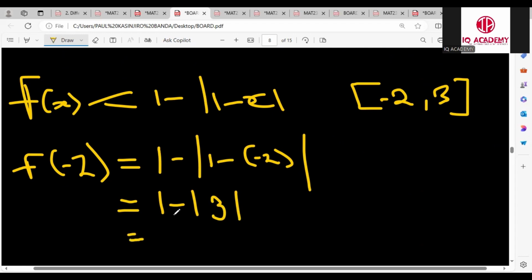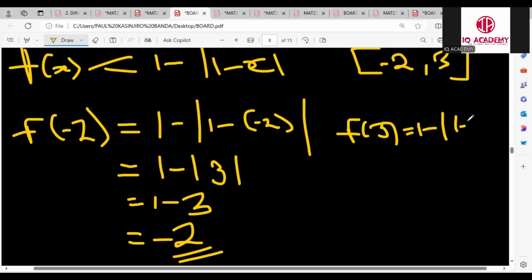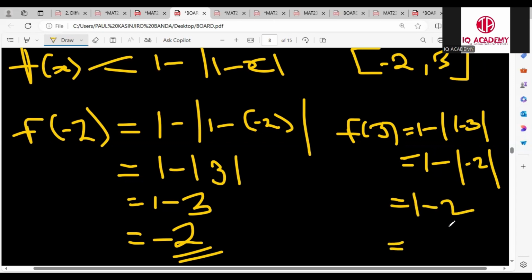Whatever comes out of the modulus is positive. So this will be 1 minus 3, and this will just give us -2, right? So when I have -2 as my x, I also get my y as -2. And then let's find f(3). We do the similar thing, 1 minus |1 - 3|. Inside there we're going to have a -2, and whatever comes out of a modulus is positive, so 1 minus 2, which will be -1. So the 3 there is mapped to -1, right?